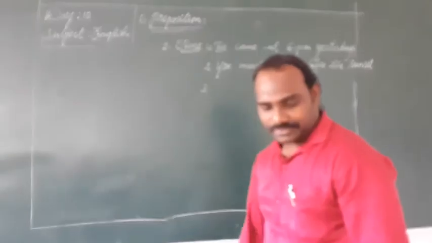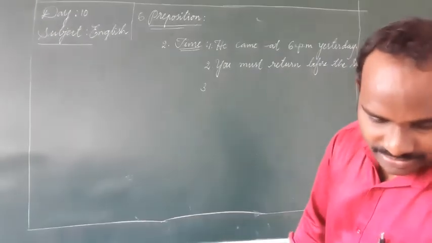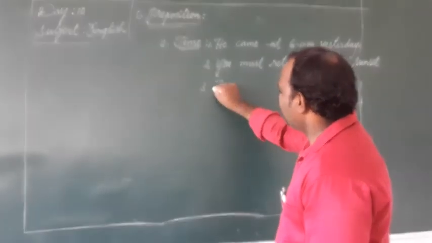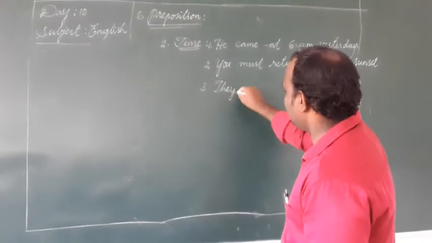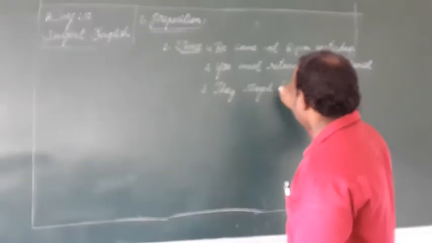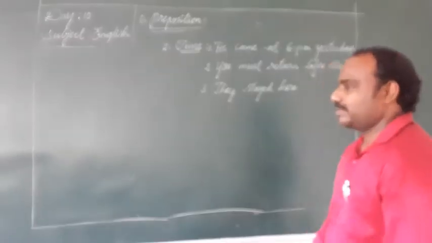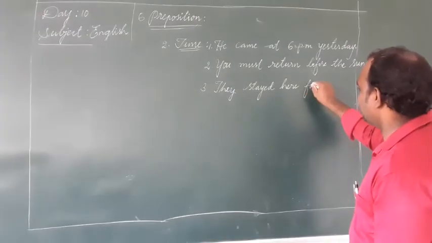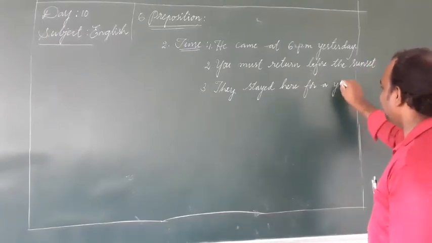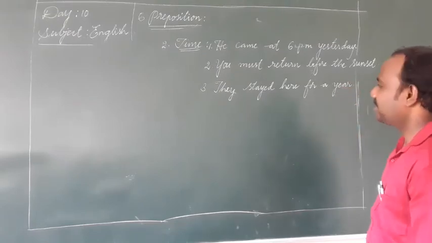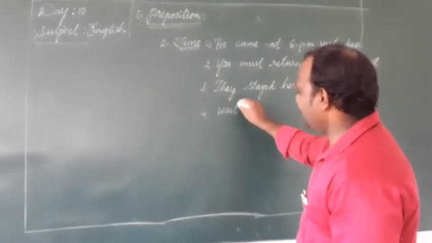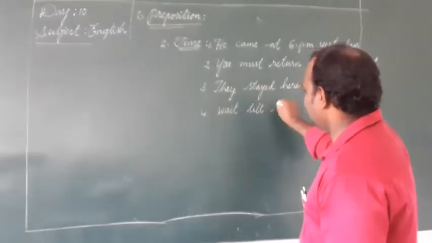Number three, they stay for a month. They stayed here for a year. One more sentence. Wait here till tomorrow.